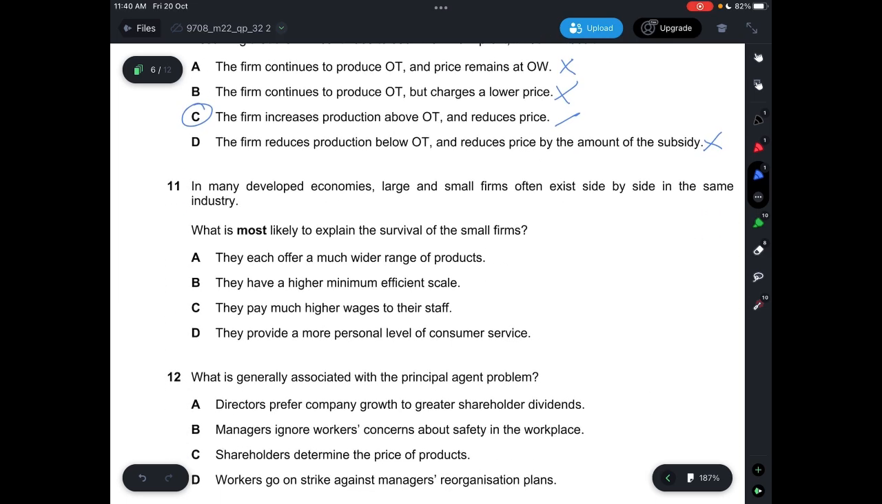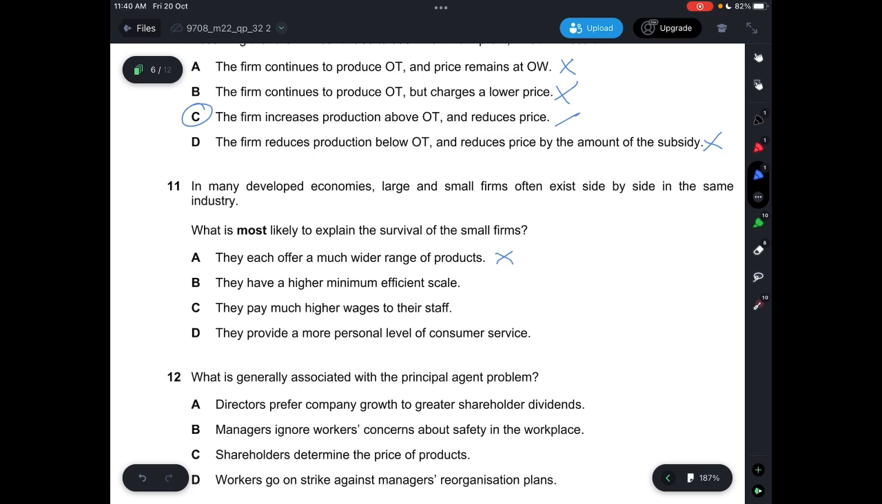Question 11. In many developed economies, large and small firms often exist side by side in the same industry. And what is most likely to explain the survival of the small firms? So basically, small firms exist because there's a niche market, right? Custom-made items and all those. So A, it says they each offer a much wider range of products. This is incorrect. The only type of firm that will be able to do so will be large firms.